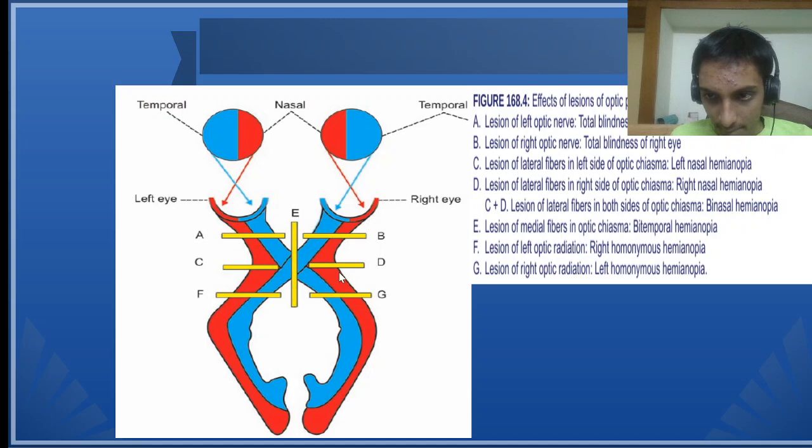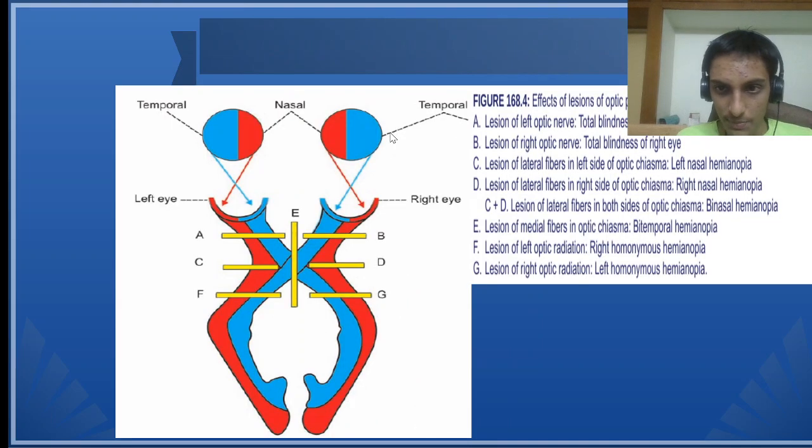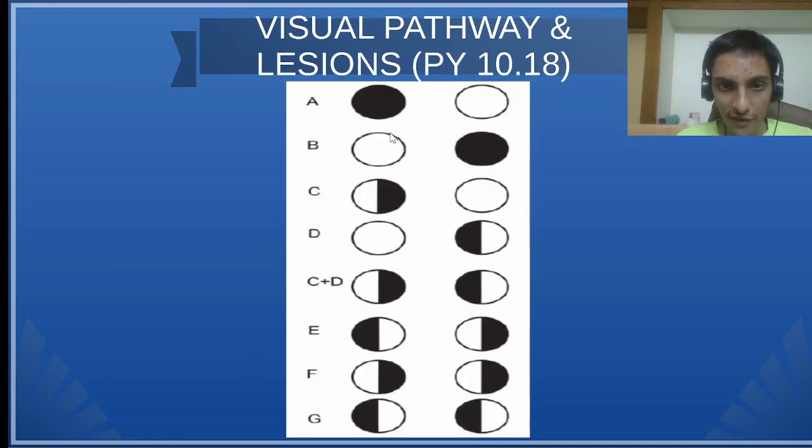And now the optic chiasma. Here are the lesions in the optic chiasma. Okay, and you are seeing here the left and right. C and D here is for the optic chiasma. And here F and G is for homonymous hemianopia. So you are seeing the same thing in the diagram also. Let me explain. So total blindness of the left eye, this one, and this is for the right eye.